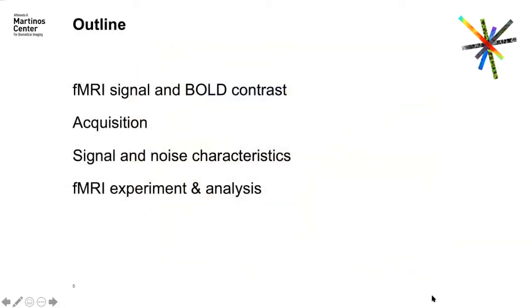So today I'm going to talk first about the neural basis of fMRI signal and BOLD contrast. Then we will look at the acquisition of MRI images, and then we will go through some signal and noise characteristics of fMRI, and finally we will look at some typical fMRI experiments and how to analyze them.